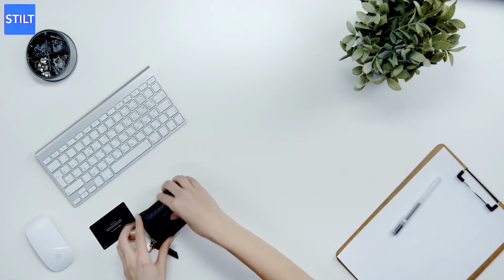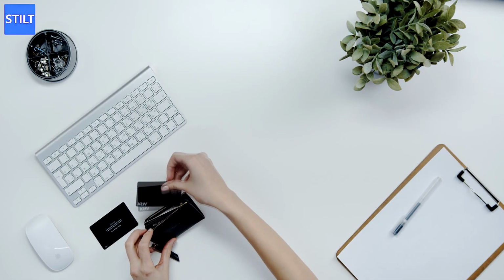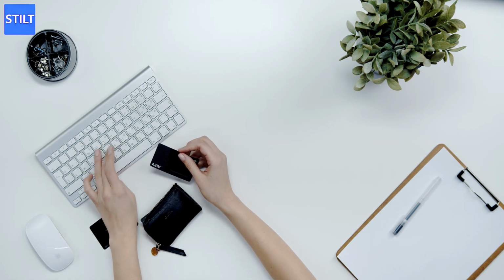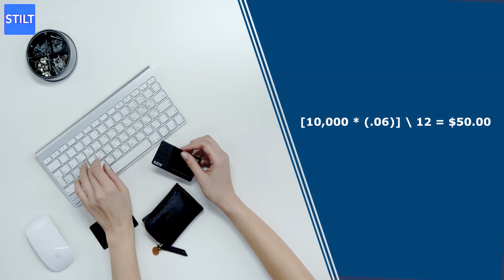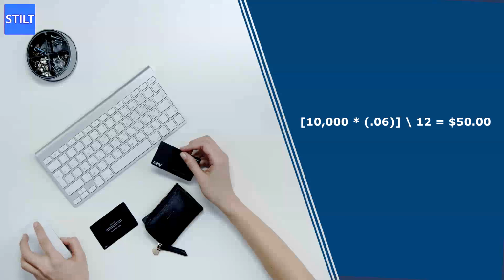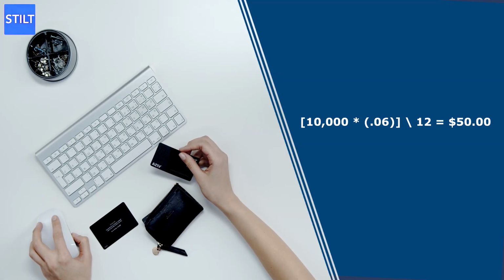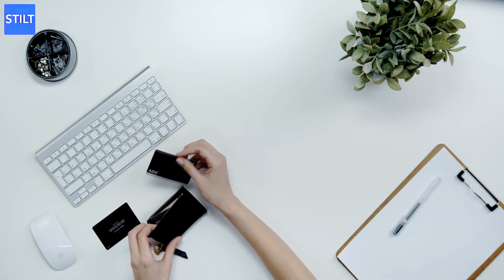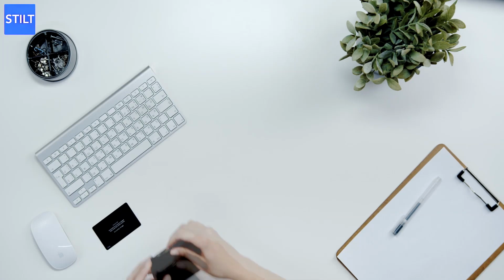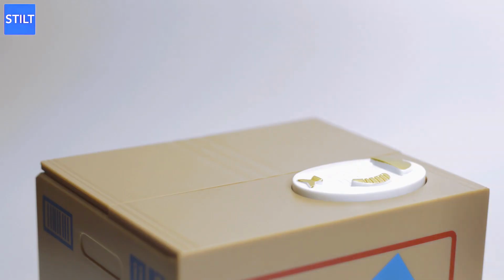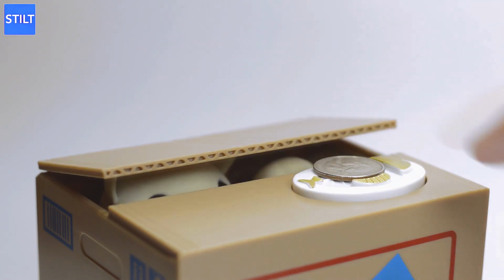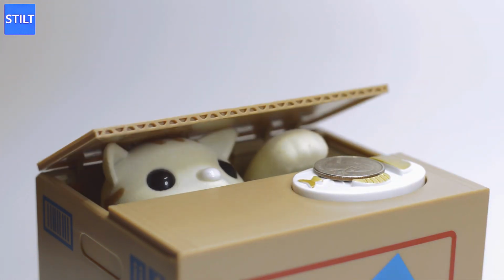So, for example, if you have a $10,000 loan at 6% APR, the calculation would look like this. 10,000 times 0.06 divided by 12 equals $50. That amount, $50, is how much you would have to pay each month just to pay off the interest on a loan. If you paid exactly $50 per month, then the principal balance would remain untouched.